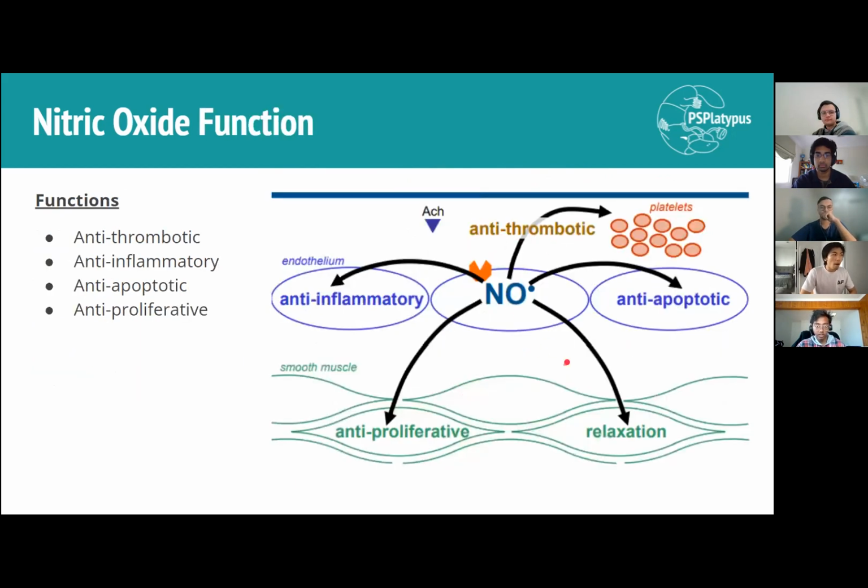Nitric oxide in particular has a bunch of different functions. We talked about the relaxation part, but it also has antithrombotic, anti-inflammatory, anti-apoptotic, and anti-proliferative mechanisms. We don't really need to know exactly how it all happens, but just know that nitric oxide does.